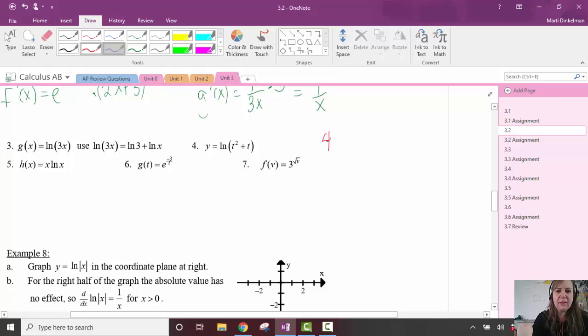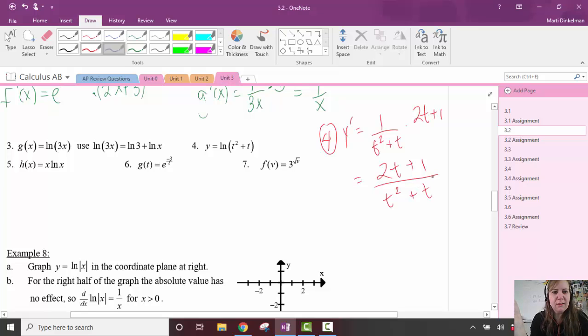So for 4, again, thinking about chain rule, y prime here is going to be 1 over the stuff times the derivative of the stuff. So I would probably want to simplify that as far as the answer is concerned, just to write it like this, okay? Okay, number 5, we have to go to product rule and use this new information. So it's going to be first times the derivative of the second plus second times the derivative of the first. Clearly there's a little simplifying we can do in there.